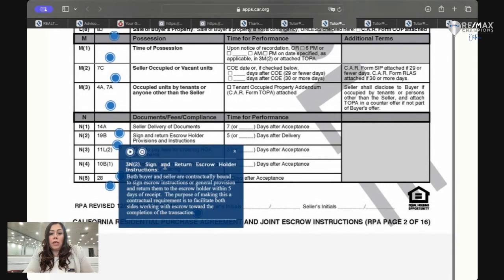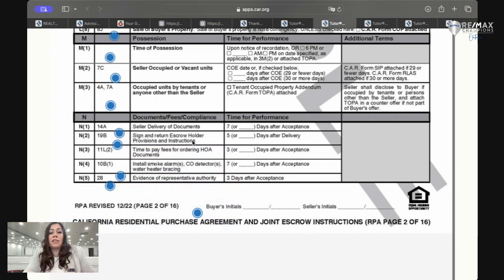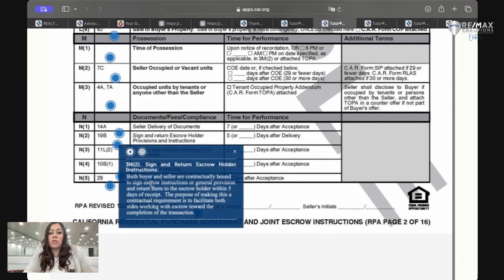3 and 2, sign and return escrow holder instructions. So both the buyer and seller are contractually bound to sign escrow instructions and return them to escrow within 5 days of receipt. So that's after they received it. So if they received it on day 10 of the acceptance, then obviously by day 15 they have to send those documents back. So they have 5 days to send those back.